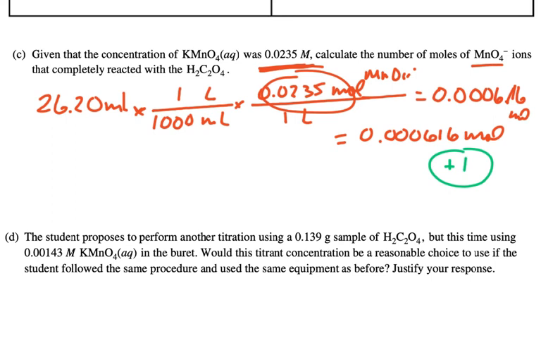The student proposes to perform another titration using a 0.39 gram sample of oxalic acid. That's the same as before, but this time using 0.00143 molar KMnO4. Now before, they used a 0.0235 molar KMnO4. Would this titrant concentration be a reasonable choice to use if the student followed the same procedure and used the same equipment as before? Okay, justify your response. Now the answer for this is no.